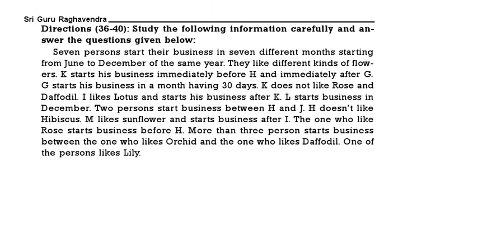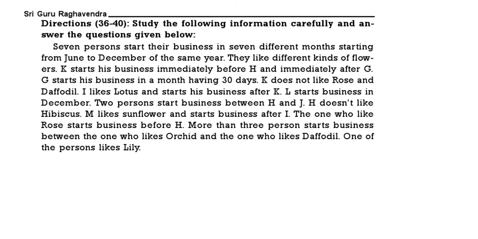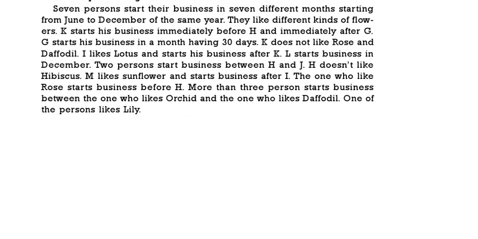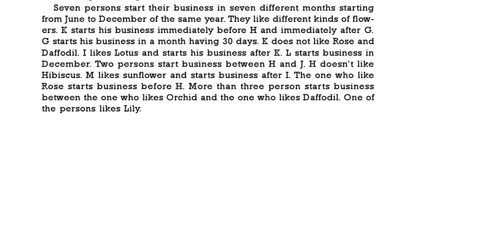Two persons are there between H and J. H does not like hibiscus. M likes sunflower and starts after I. The one who likes rose starts business before H. More than 3 persons are there between orchid and daffodil. One of the persons likes lily. So this is the question we are having. Now there are 7 persons and they are starting the business in 7 different months starting from June to December.